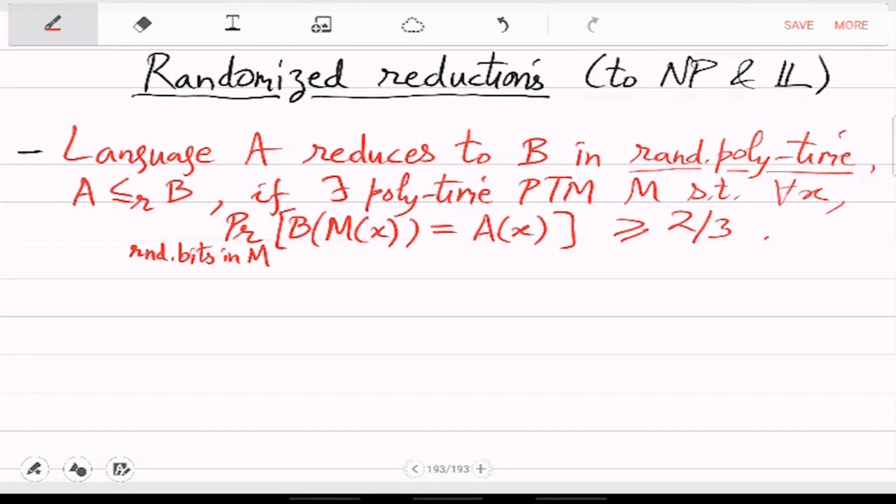So this is a new notion of reduction. Okay, A reducing to B via a probabilistic transformation M, which is a polynomial time probabilistic Turing machine, and with good chance x will be mapped to the correct M of x. Okay, such that A gets solved by B. So as I said, you can recall here what we did.